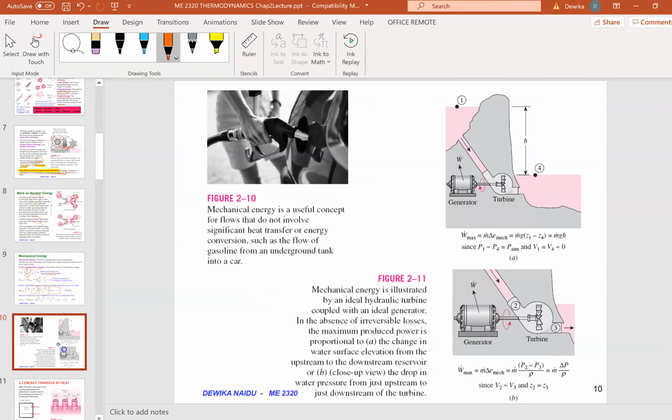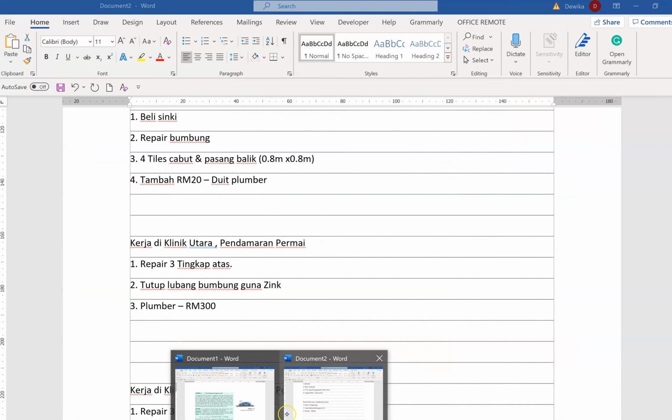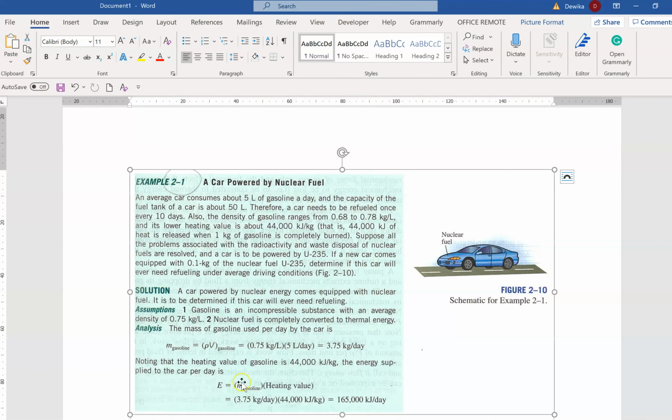Okay, so next, these are just some pictures to illustrate how a hydraulic turbine works. Water pushes in, the turbine will turn and generate electricity. This is conversion of one form of energy to another form of energy. Okay, let's move on to an example before we sum up this subchapter.